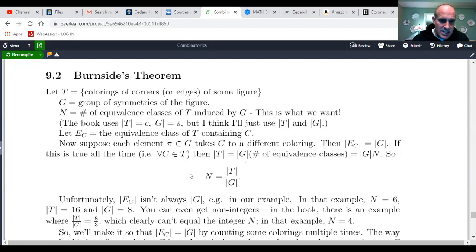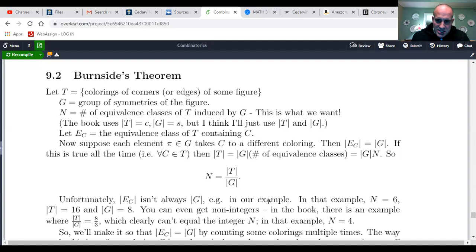But unfortunately, the size of EC isn't always the size of the group. Some colorings don't get sent to different places, okay? In our example, that definitely wasn't true. A lot of the equivalence classes had different sizes. And the reason that was happening is some colorings didn't get moved anywhere by some of the permutations, okay? They would just stay at the same place, right? So you wouldn't even be able to tell that anything changed with a particular coloring for some of the permutations when we applied them to certain colorings, okay?